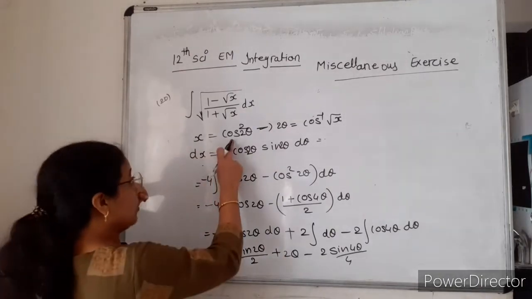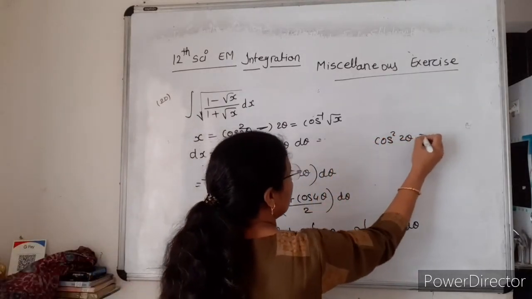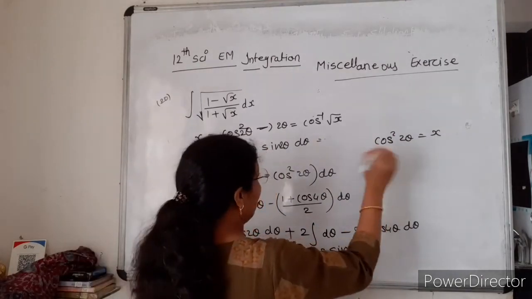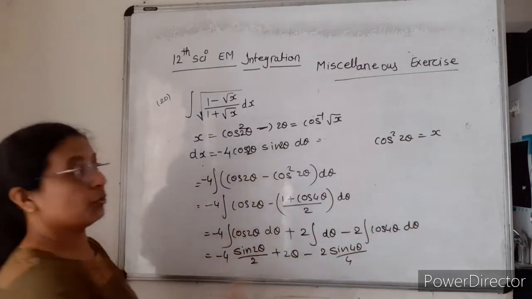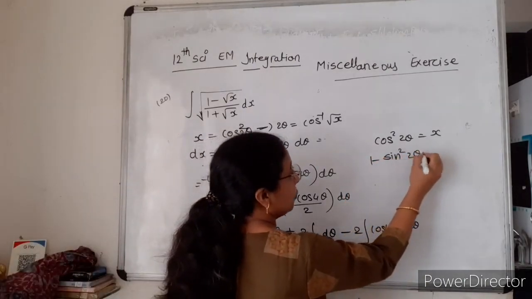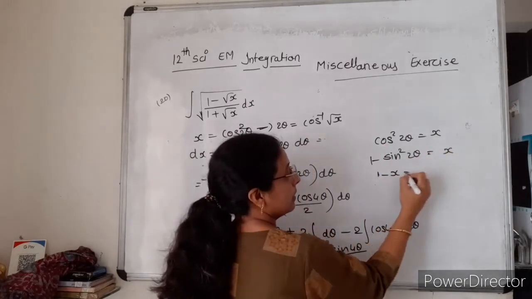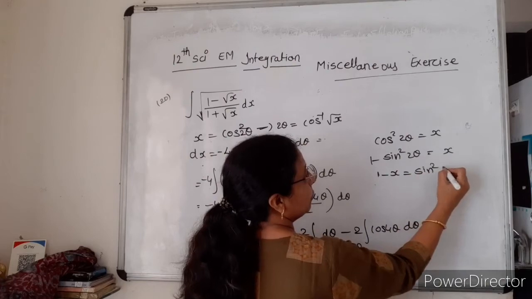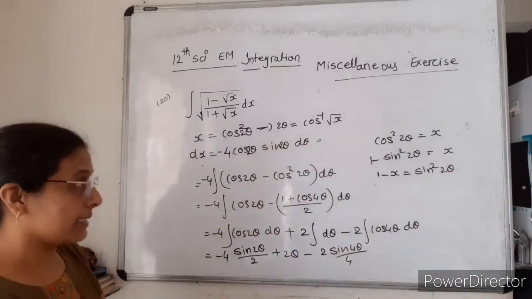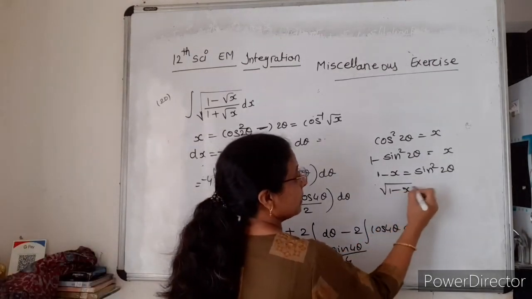Now cos square 2 theta is x. Then can you say that here it is sin 2 theta. So 1 minus sin square 2 theta, instead of this I will write 1 minus x. So 1 minus x is sin square 2 theta. Yes or no? Right? 1 minus x. Okay. So sin 2 theta is under root of 1 minus x.